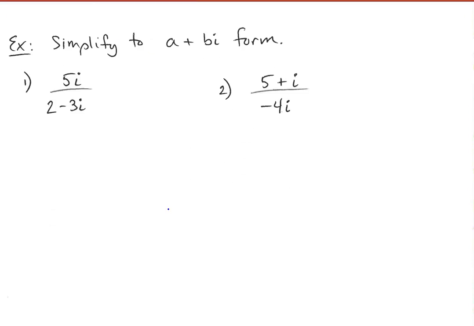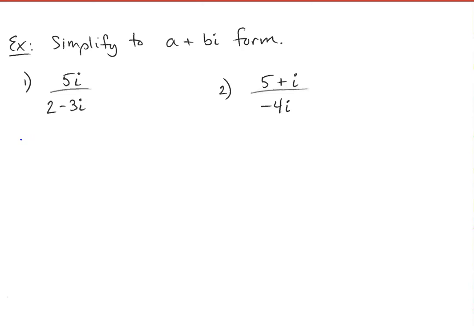Let's try another example or set of them where we want to simplify to a plus bi form. That's our regular complex number form. But this time we're starting out with our first example being a fraction where the numerator is 5i and the denominator is 2 minus 3i. Notice that it's a fraction that is a single term. We'd like to get it into a double term complex form, a plus bi. Well, what we're going to have to do, which is not obvious unless you've seen this a time or two, is multiply by the conjugate, which is the same thing we did when rationalizing. You may recall rationalizing a denominator where we multiply by a conjugate.